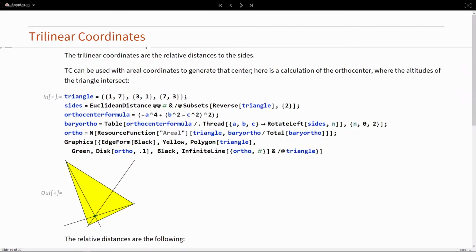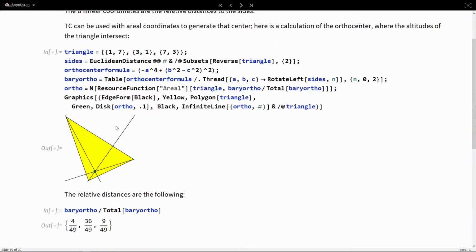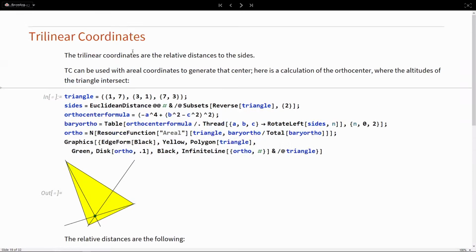Trilinear coordinates are similar to areal and barycentric coordinates, in that they're the relative distances to the sides. For example, this green point here has relative distances to the sides of 4/49, 9/49, and 36/49. And you can basically get this since the barycentric coordinates are the areas of the 3 triangles. You're just looking for the height. You basically divide by the edge lengths to get these trilinear coordinates.